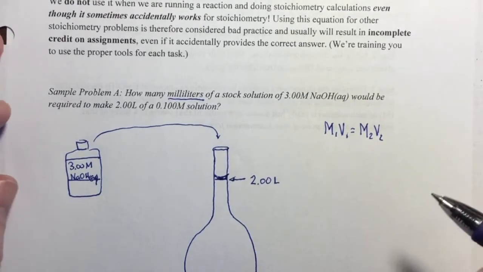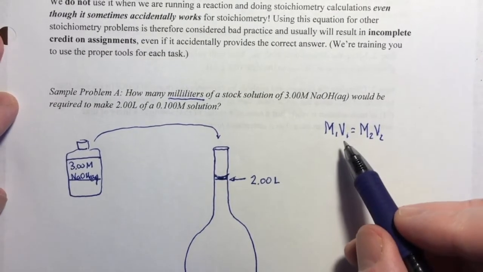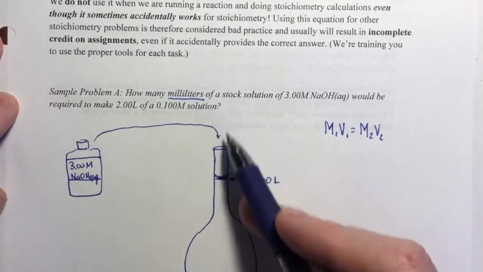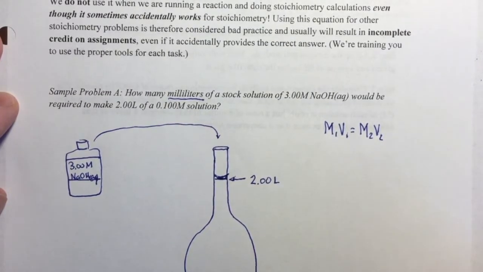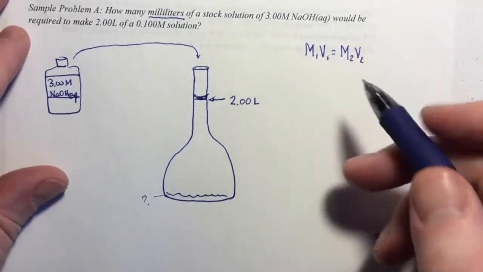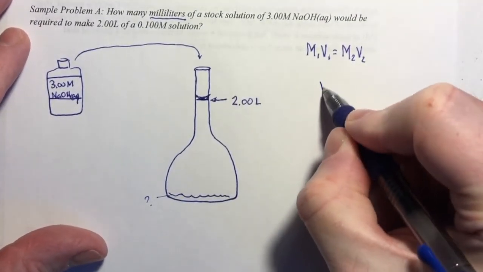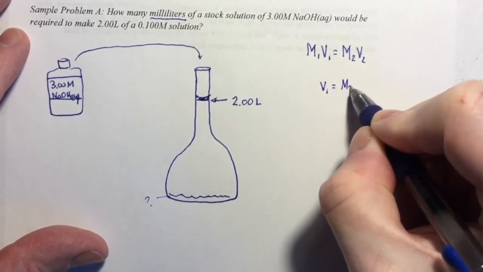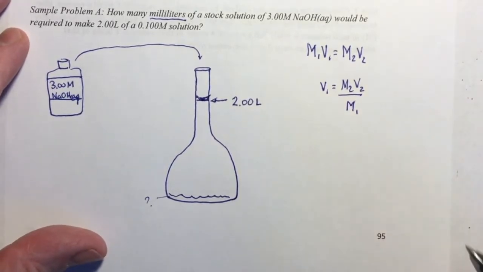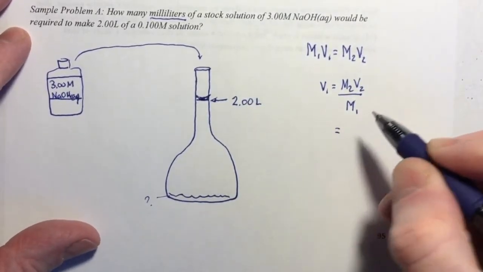Okay, coming back from pausing the video, we're going to work through this problem. We're going to solve for the initial volume of the stock solution, and once we get it in liters, we have to convert to milliliters. So let's do that. I'm going to rearrange my dilution equation to solve for V1. That's just algebraically rearranging the equation. And now I'm going to start plugging in numbers.